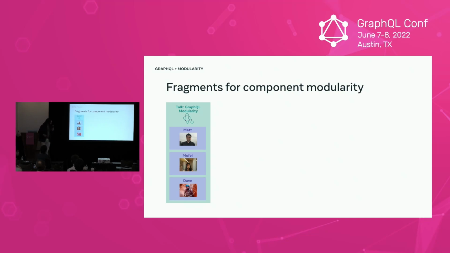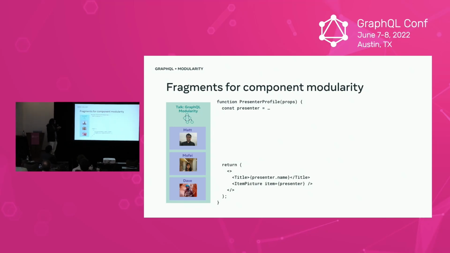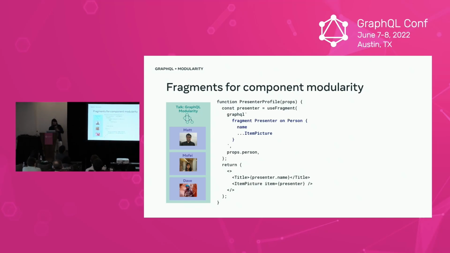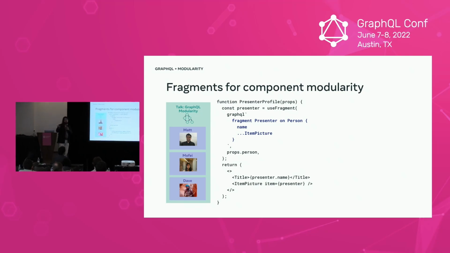So let's say we were developing the lavender part there, which is the presenter profile. We might have, for example, a React component, and it is comprised of a couple of subcomponents, a title and an item picture. But all of these need to get the data about the presenter from somewhere. So the way that this API looks in Relay is we have a React hook called useFragment, and you put a GraphQL fragment in there.